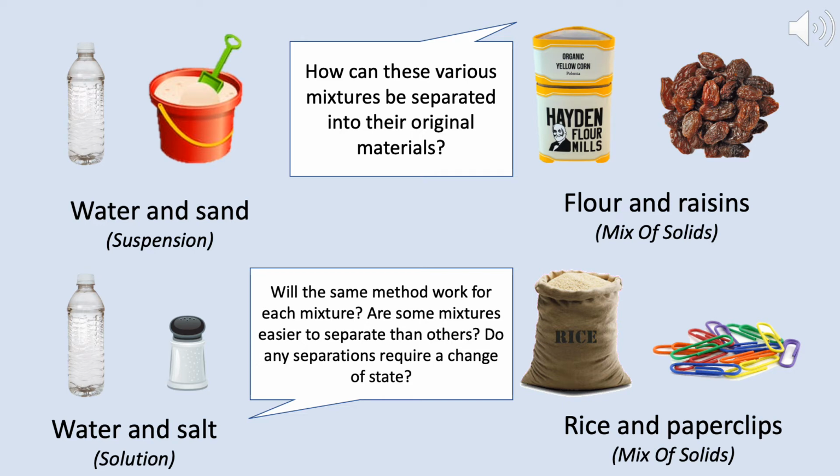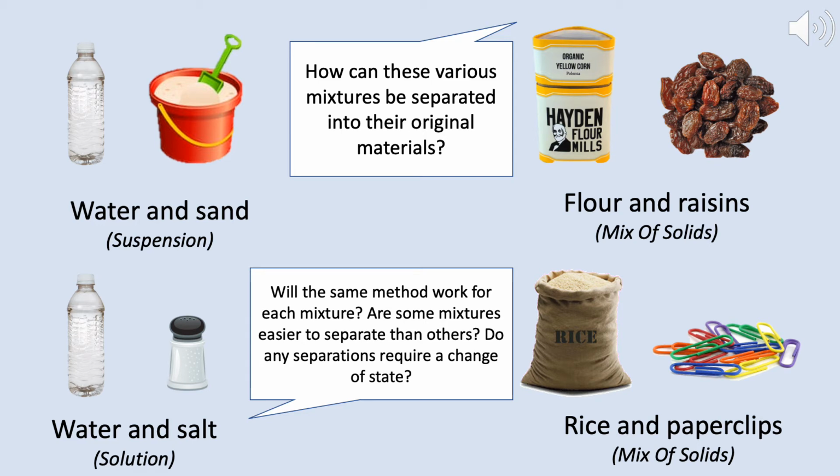For example, how you separate the flour and the raisins, would that be different to how you would have to separate the water and the salt? And remember, we want a really effective separation method. So for example, the answer of can I just pick all the raisins out of the flour is not really a scientifically effective separation method. I'm sure it would work, but it's not very scientifically effective. So we want the best separation methods.